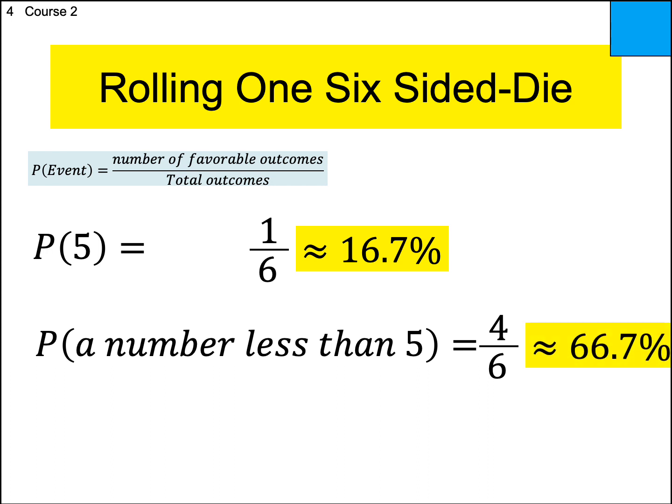Once again, you're going to have to do some rounding here. So 66.7, so about 67%. Yeah, you're likely to get a number that's smaller than 5. 67% chance of that occurring.